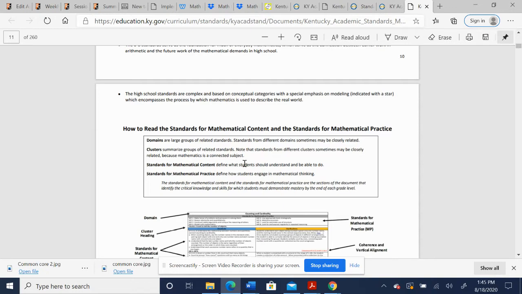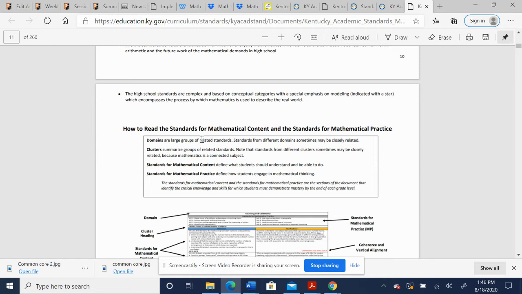The actual standard itself, which tells us what the student should be able to do. Okay. And then the standards for math practice, which we'll be discussing later. Okay. Remember the standards for content. This is what we're looking at here in the Kentucky Revised Academic Standards. Most of us are focusing on the content standard. That is the actual skill or knowledge that the student is expected to do in that grade level.